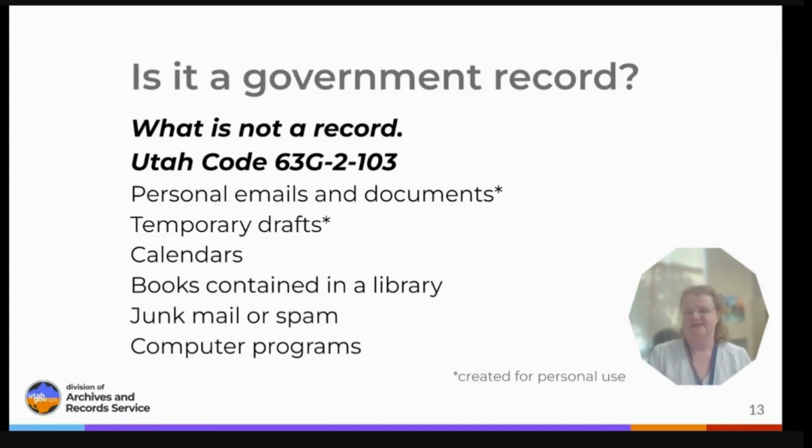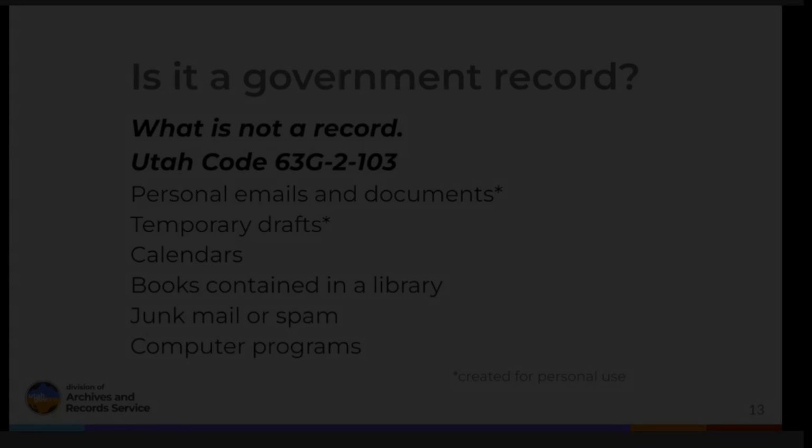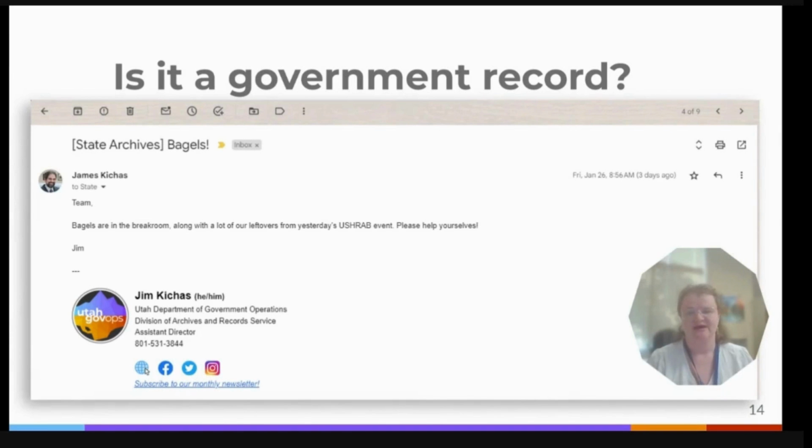Some common examples of non-records according to Utah code include personal emails, temporary drafts created for personal use, calendars, copyrighted books, and computer programs. This is not an exhaustive list, so take the time to know what might apply to your unique situation. Because the law is somewhat specific about what is and isn't a government record, it can help to know what you are managing, because sometimes non-government records have a way of showing up in our offices.